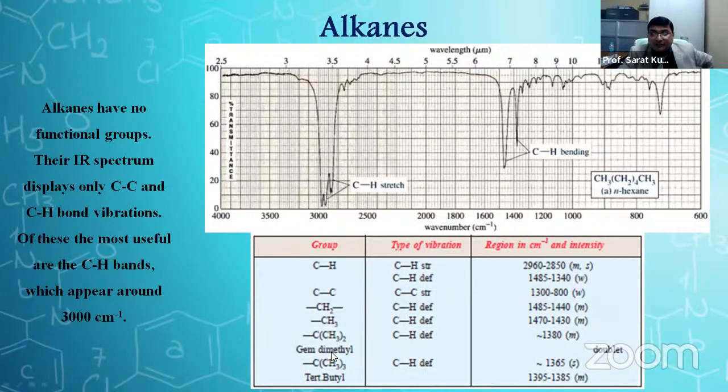Similarly, you can tell whether the compound is a straight chain or a branched chain. If the alkane has a branched chain like geminal dimethyl, where two methyl groups are attached, you can get a doublet at 1380. If it is tertiary, with three methyl groups, that is also different. I told you, depending on the nature of the group, the vibration is different.